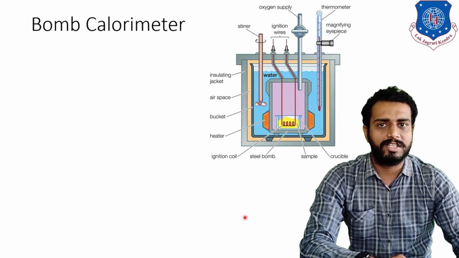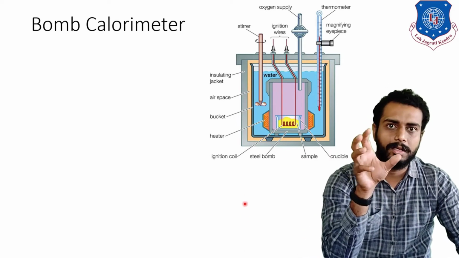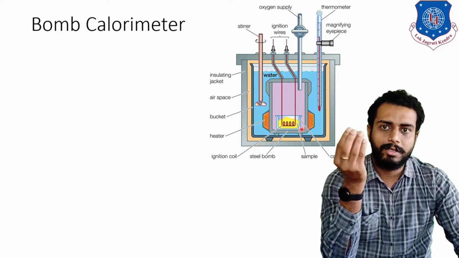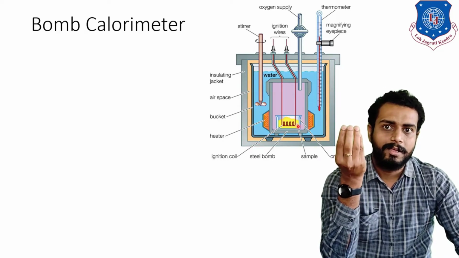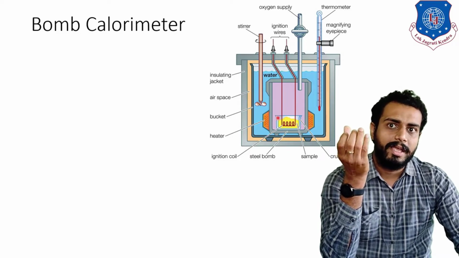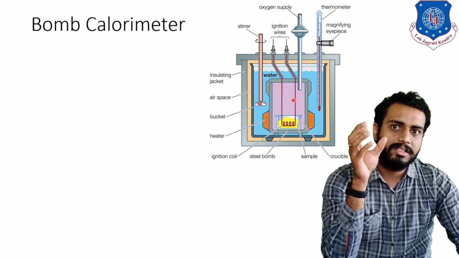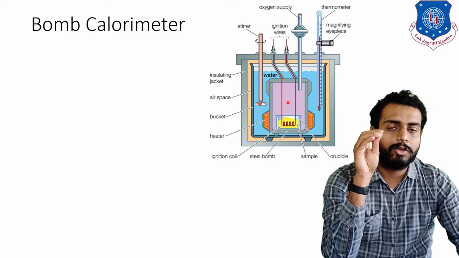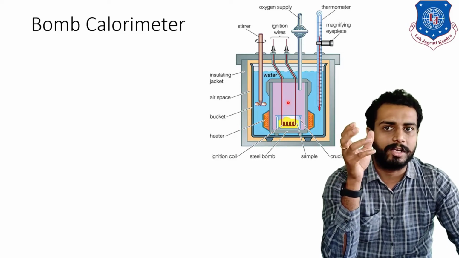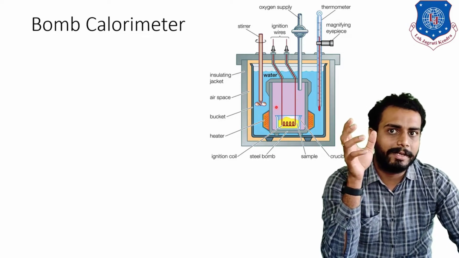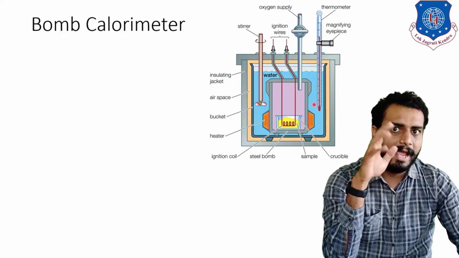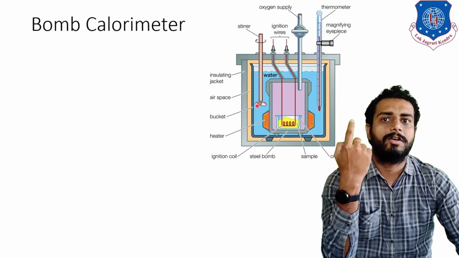The very first thing is very simple. See, I will give you a brief idea of what will happen. Let us consider that you will take the sample over here. This sample is in contact with this ignition coil. And in this bomb you will supply enough oxygen, that is stoichiometric air, or more than that. And this bomb is completely closed, and it is dipped into this water, and the stirrer will be continuously rotating.